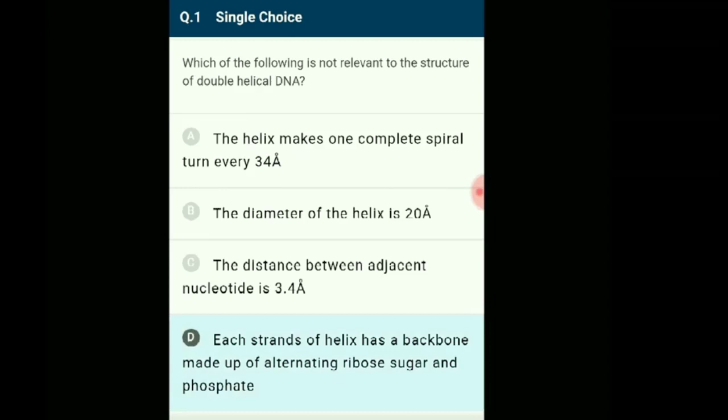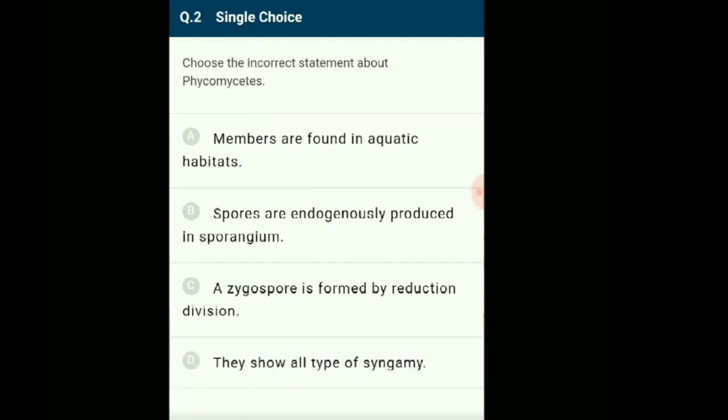Each strand of the helix has a backbone made up of alternating ribose sugar and phosphate. Question number 2. Choose the incorrect statement about phycomycetes. Phycomycetes reproduce sexually and form tough zygospores from the fusion of neighboring gametangia. The gametangia contact between the antheridium and oogonium through the formation of fertilization tube. So the answer for this question is option C. A zygospore is formed by reduction division. That is the incorrect statement about phycomycetes.